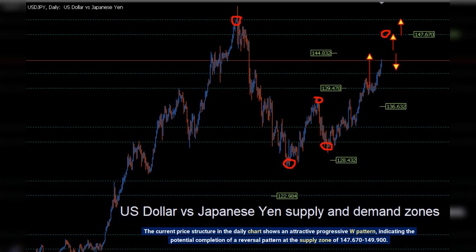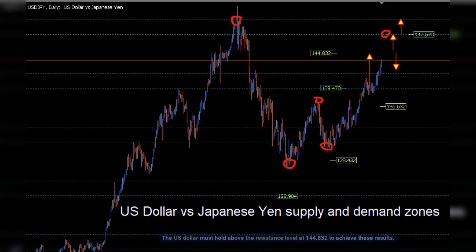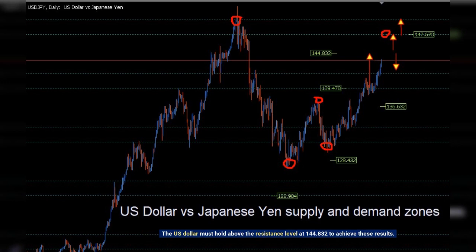The current price structure in the daily chart shows an attractive progressive W pattern, indicating the potential completion of a reversal pattern at the supply zone of 147.670–149.900. The US dollar must hold above the resistance level at 144.832 to achieve these results.